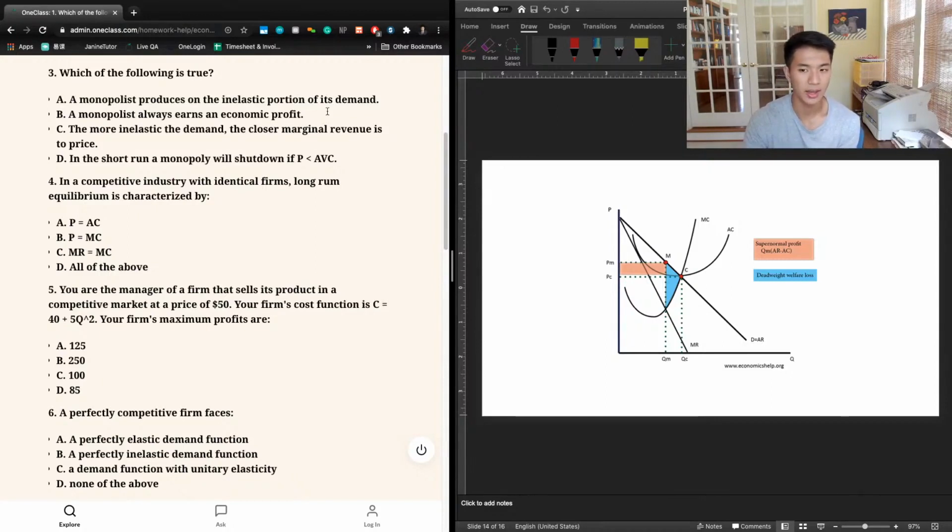If the average cost, AC, is higher here, right? If average costs were to be over here instead of down here, then you would find no profit. You find the monopolist would actually exit this market because it's making negative profit. So that's not always true.